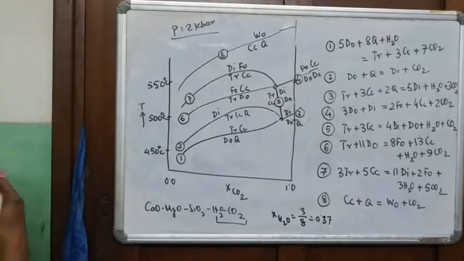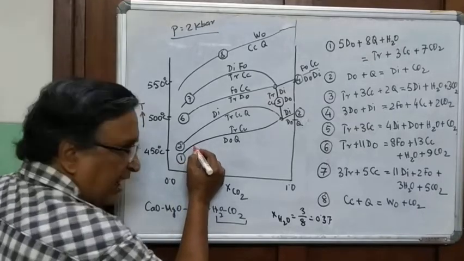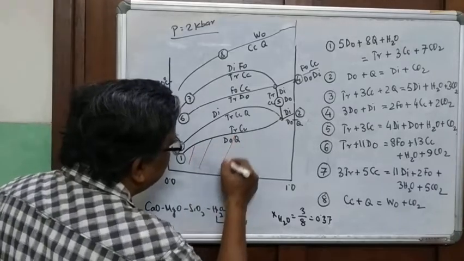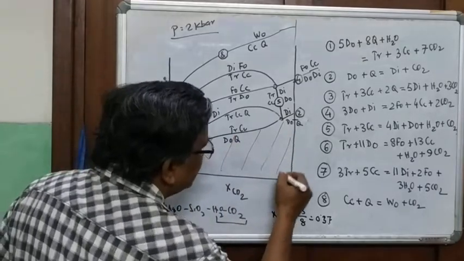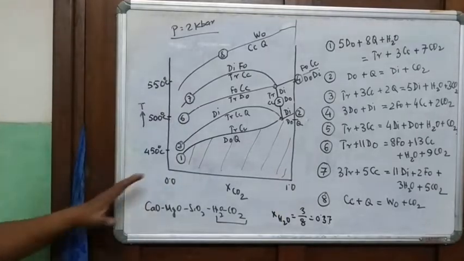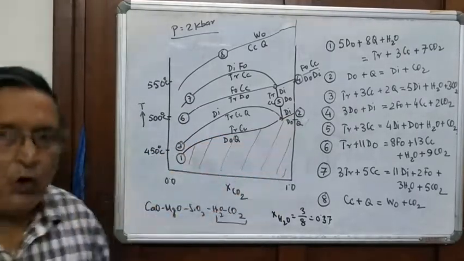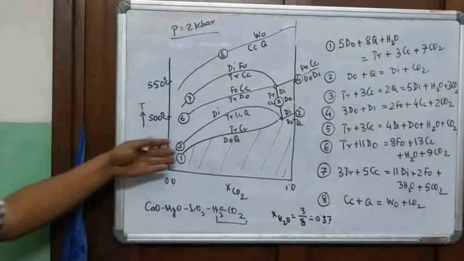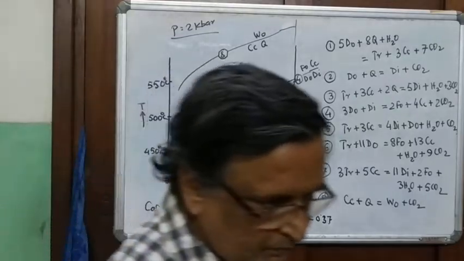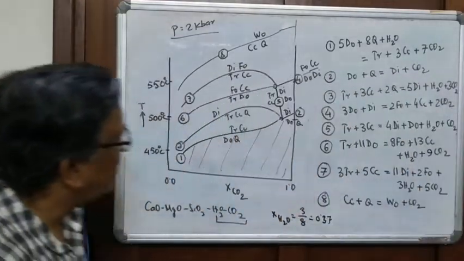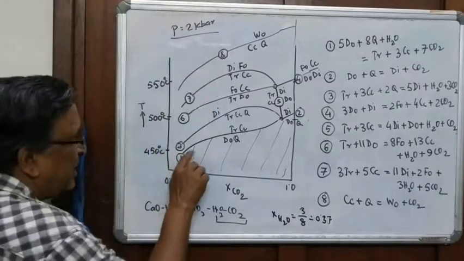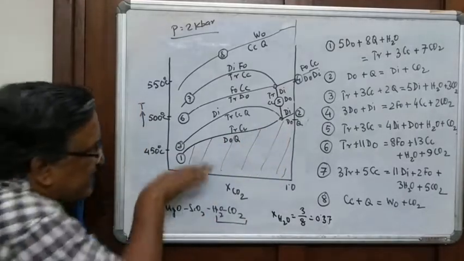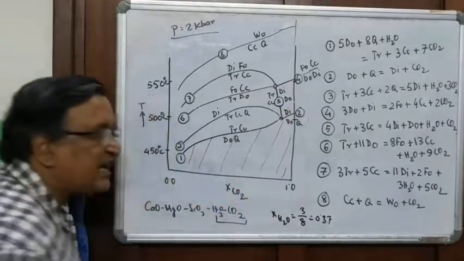You must look here. I am drawing this red line here. In the red shaded portion, this part, you have only dolomite and quartz. But you see, at this pressure, the temperature at which dolomite plus quartz is stable is increasing with increasing XCO2.